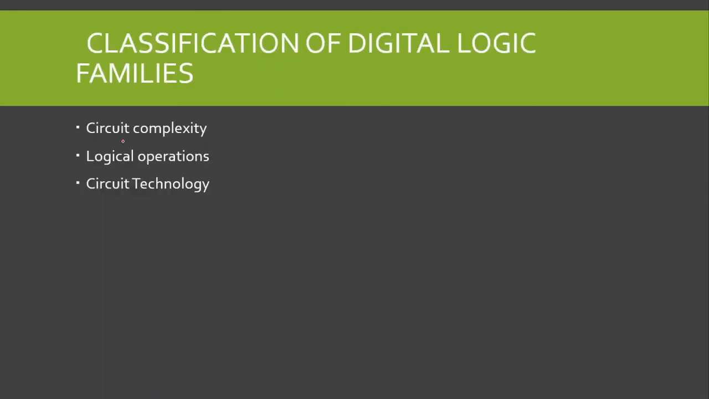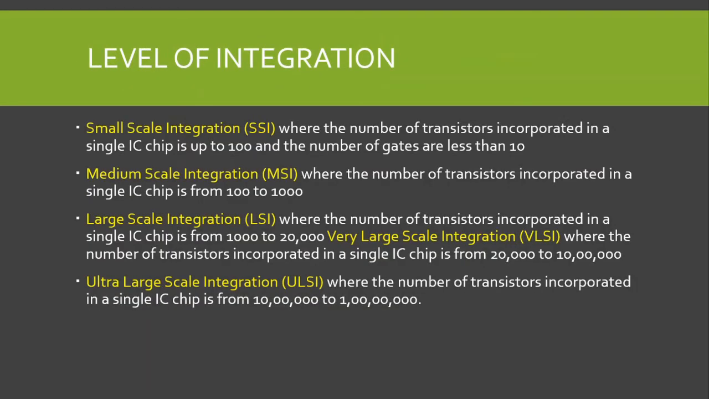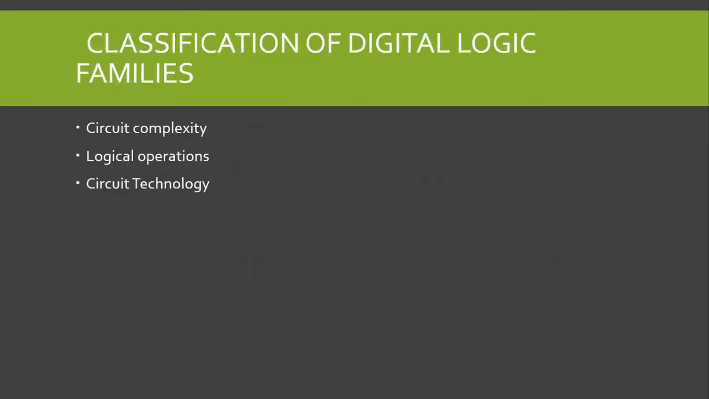Now, the digital ICs are classified on the basis of three things: the circuit complexity, logical operations, and the circuit technology. Circuit complexity we already have discussed, which consists of the small scale integration, medium scale, large scale, very large scale, and ultra large scale. The logic operation means which is the defining or the basic or the fundamental gate of that IC. For example, whether the fundamental gate is the NAND gate, the NOR gate, or the NOT gate. So that defines the logic operations of that IC.